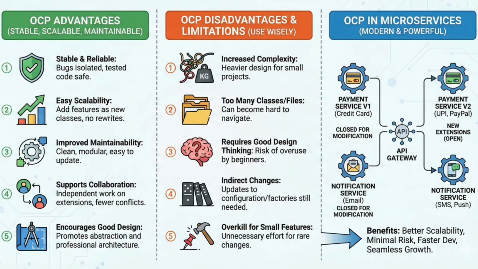Over time, this can create a large number of classes, making the project harder to navigate if not structured properly. Third, OCP requires good design thinking and experience. Beginners may overuse it or apply it in the wrong places. If implemented without proper understanding, it can actually make the system confusing instead of improving it.